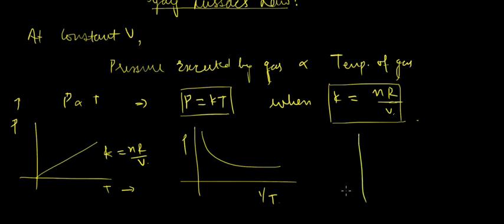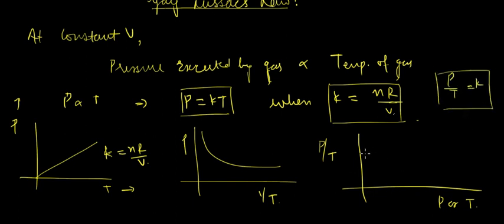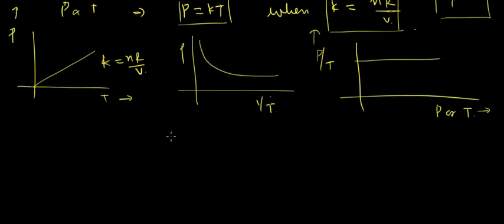And what about the graph between P by T and P or T? So we know that P equals KT, or P by T is a constant value. Hence, P by T is a constant value, and it doesn't matter what is on the x-axis, whether it is pressure or temperature. Okay, now let's discuss another important law, which is Avogadro's law.